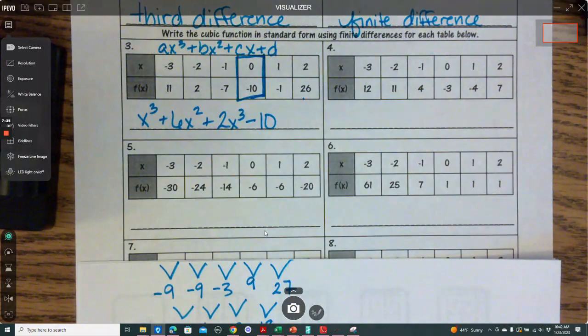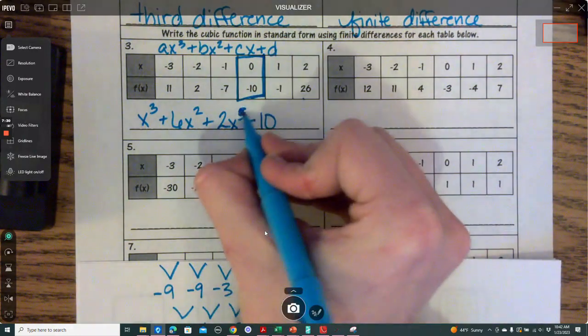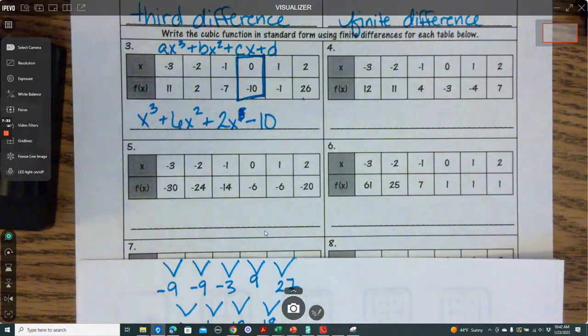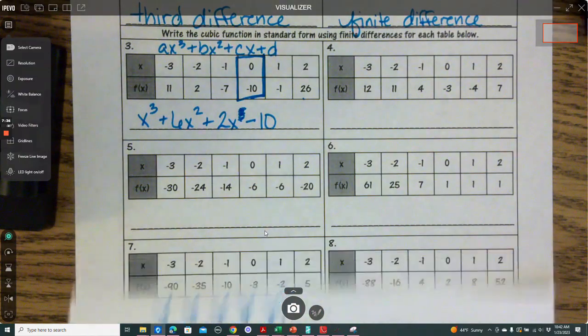Why is it cubed? Nope, 1. Okay. Plus 2X minus 10.